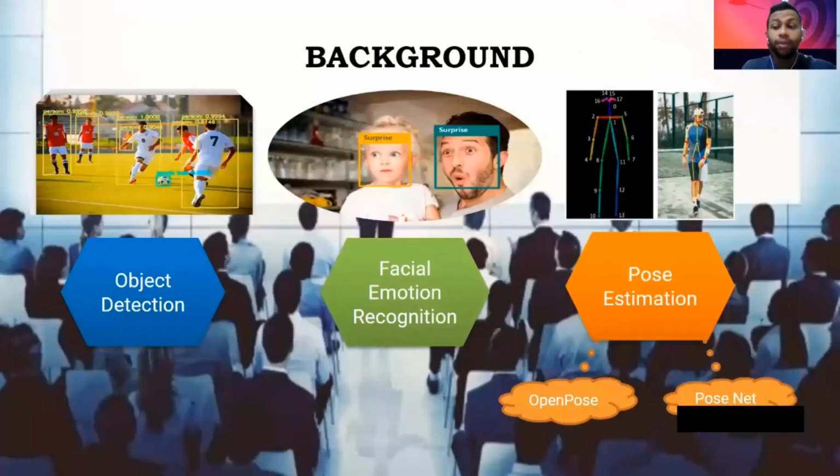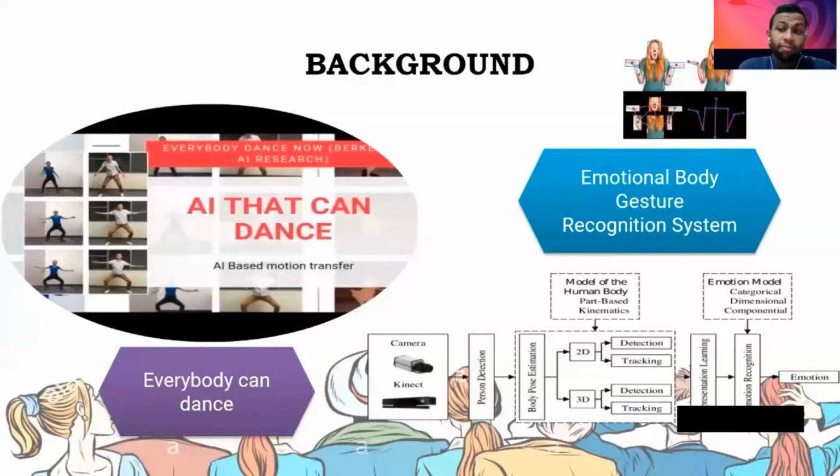If we talk about computer vision, there are many techniques, for example, object detection, facial emotion recognition, and pose estimation. And using these, many applications are built. For example, Everybody Can Dance uses pose estimation to help people dance. And an emotional body gesture recognition system shows the emotional gestures used by a person. When considering public speaking, most of the applications are focused on the oral aspect. So what I wanted to do was use computer vision techniques in the public speaking context to provide an analysis of the body language of a speaker.